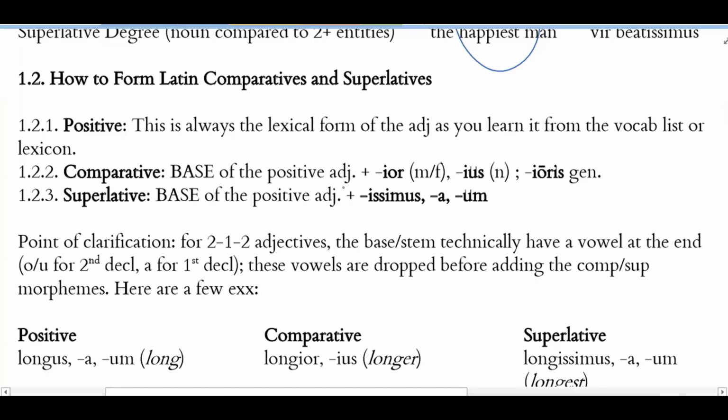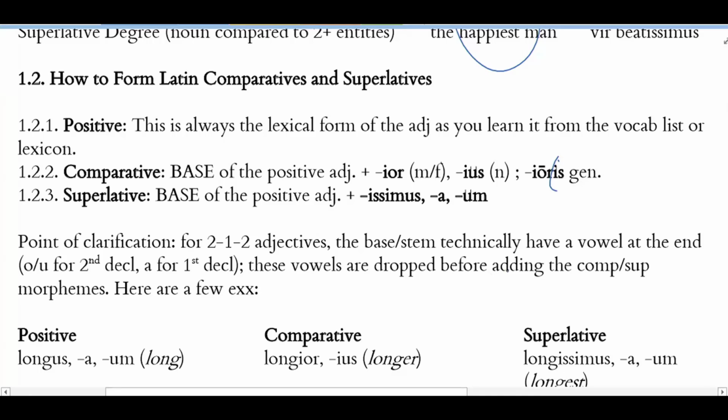You take the base, and then we're going to add ior, and that's for masculine and feminine, and ius for neuter. Notice that we've been given here the genitive form, and it ends with is. What does that tell you about comparative adjectives ending with ior and ius? The genitive ends with is. What declension follows? Third declension. That's right. I'm going to talk a little bit more about that in just a moment, but I just want you to see that.